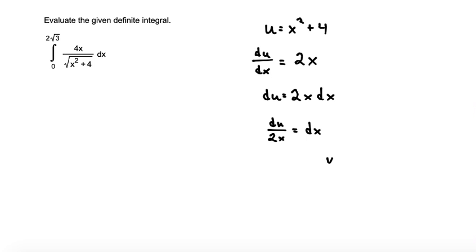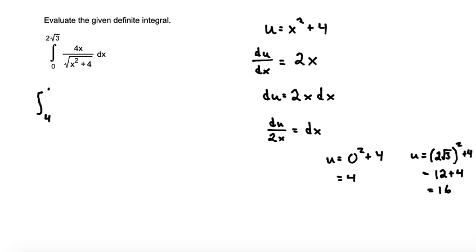So u is equal to, when x is 0, 0 squared plus 4 makes 4. So the lower limit will be 4. And when x is 2 root 3, plug that in, squared plus 4, and that gives us 2 squared is 4, times root 3 squared is times 3, so 4 times 3 is 12, plus 4, which is 16. So our upper limit will be 16.